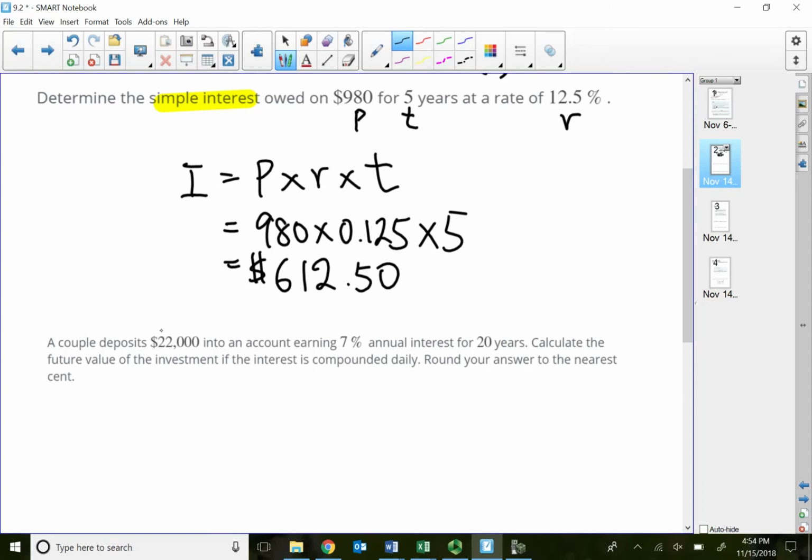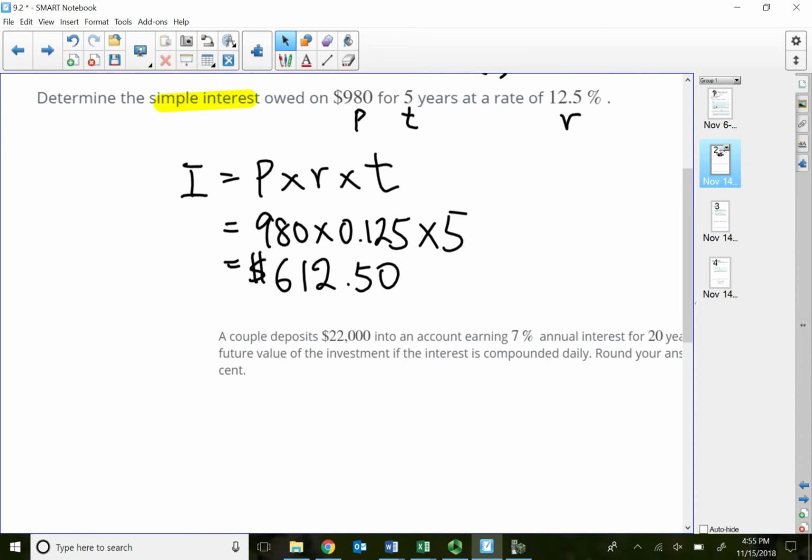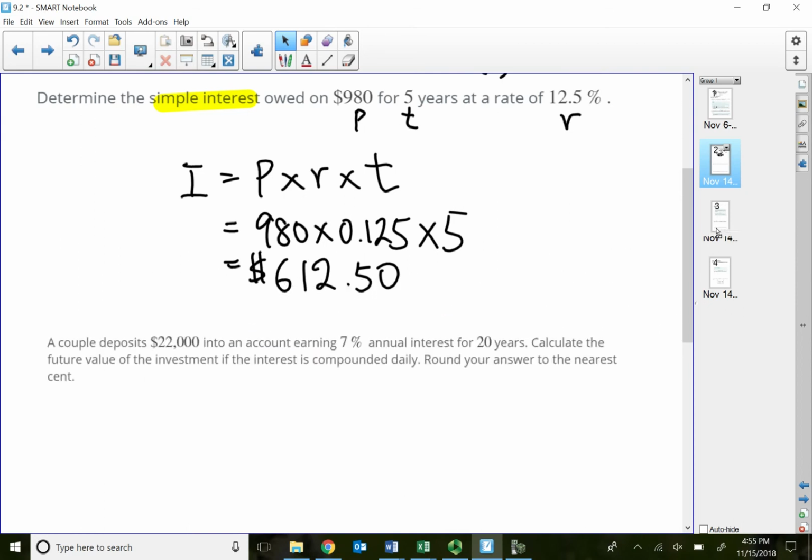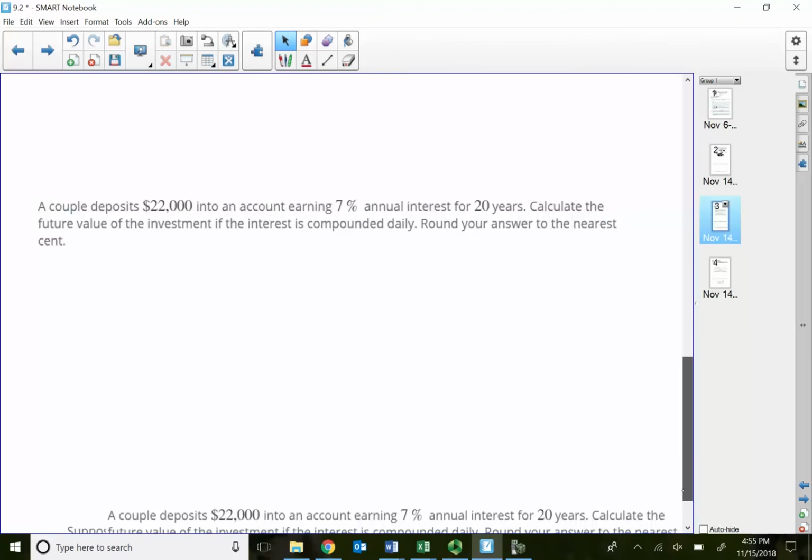All right, this example: a couple deposit $22,000 into an account earning 7% annual interest for 20 years. Calculate the future value of the investment if the interest is compounded daily. This problem shouldn't be here. This problem is a compound interest problem, so it will have to go to a different section. Let me just put it right here.